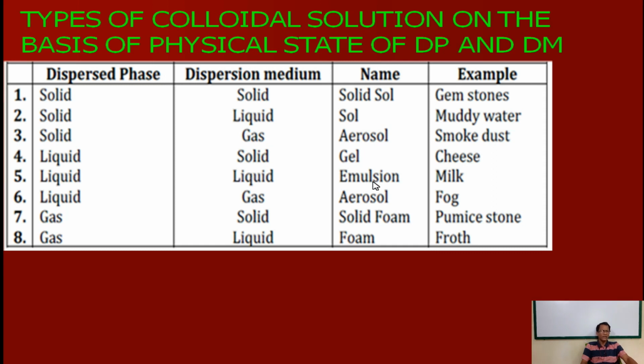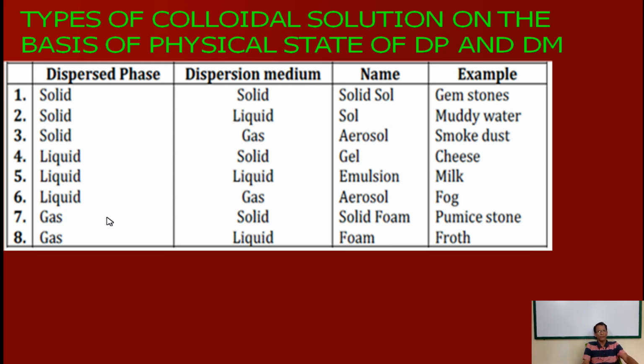Liquid in liquid is called emulsion. Example is milk. Liquid in gas is called aerosol of liquid. Here you see solid in gas is called aerosol of solid, and liquid in gas is called aerosol of liquid. Example is fog.